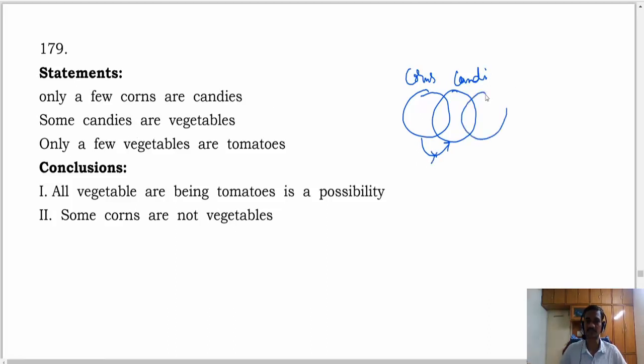Some candies are vegetables. Vegetable and candy. Only a few vegetables are tomatoes. Only a few vegetables are tomatoes, but not all. All vegetables are tomatoes is a possibility, they said.